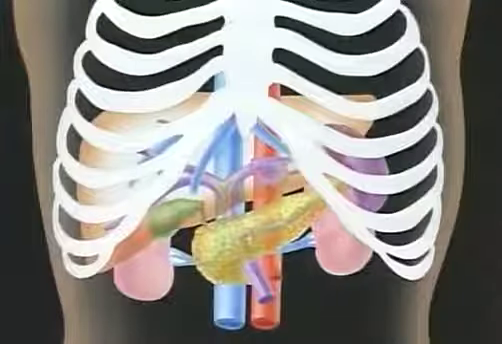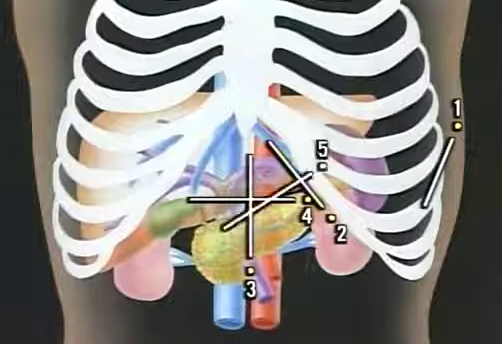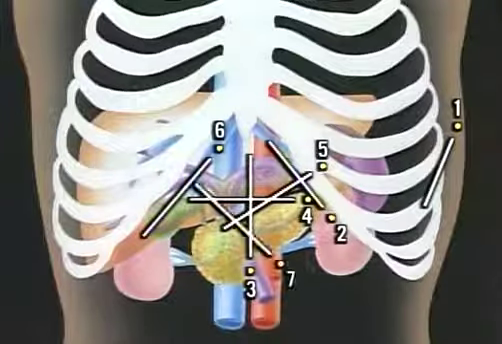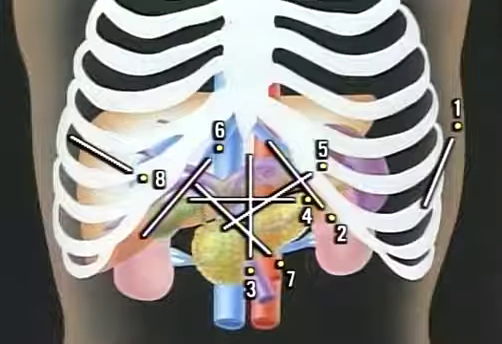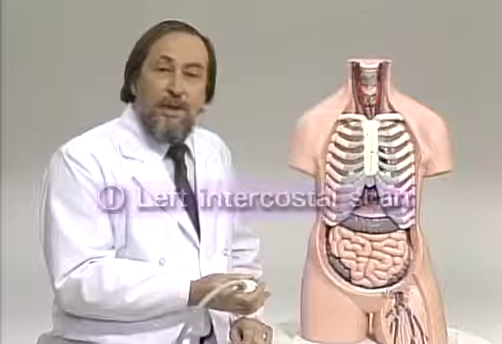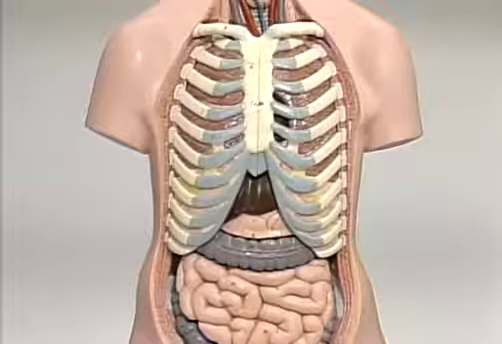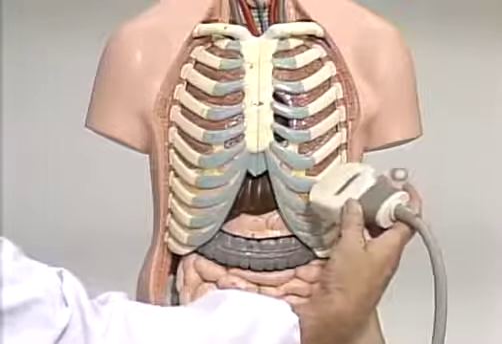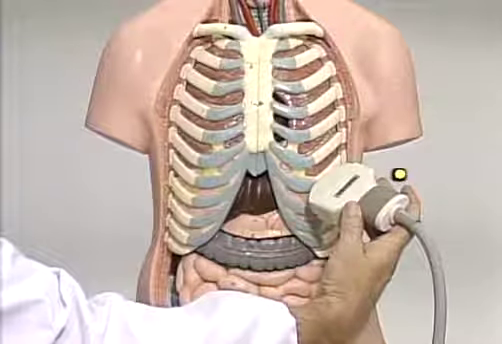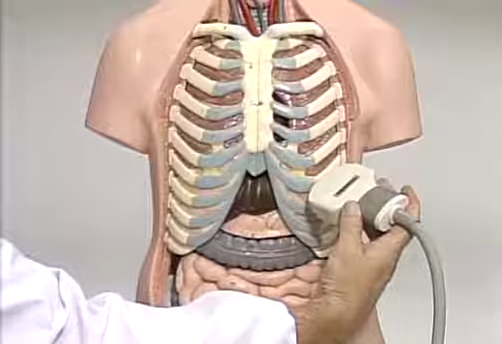Now, let me speak about basic scanning procedures for the abdomen. There are roughly 8 scanning procedures for the abdomen. Let me show you the probe positions and the images for each scanning procedure. First, the left intercostal scan. Place the probe in close contact with the skin and slide it along a row of ribs in the intercostal space on the lateral chest wall near the back.